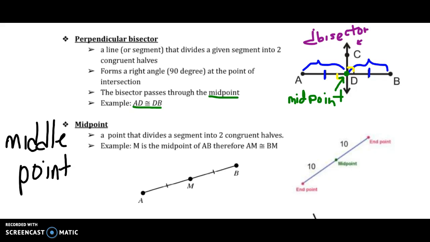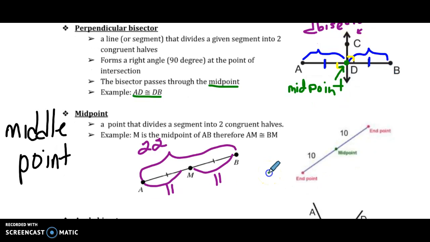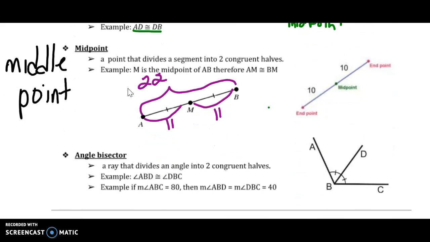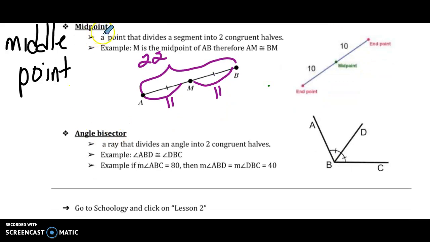So if this whole segment is 22, let's say, that means from A to M will be 11, and from M to B will also be 11, because M is a midpoint and it divides it into 2 congruent parts. So the perpendicular bisector crosses the midpoint of a segment at right angles. We can't bisect a line. A line is an infinite figure, so there's no way to establish exactly where half of that line is.